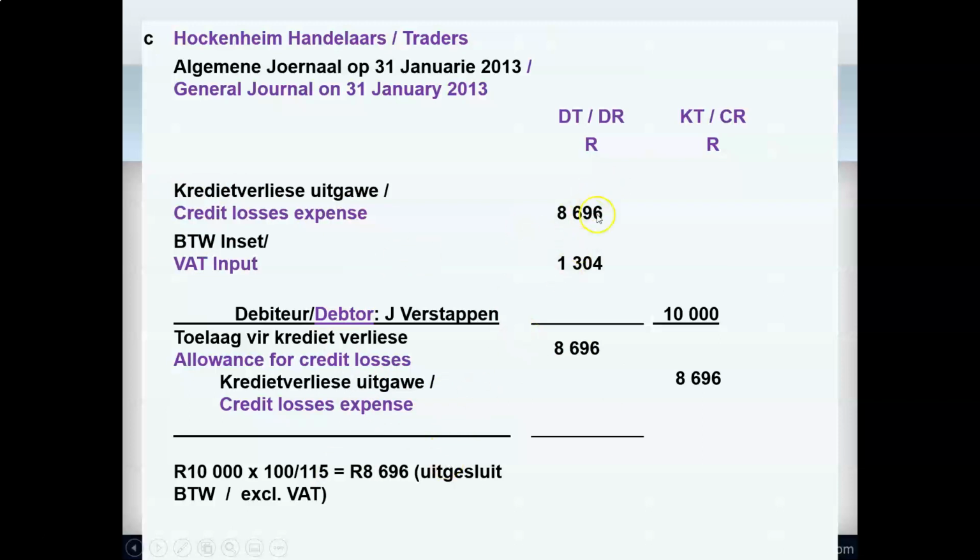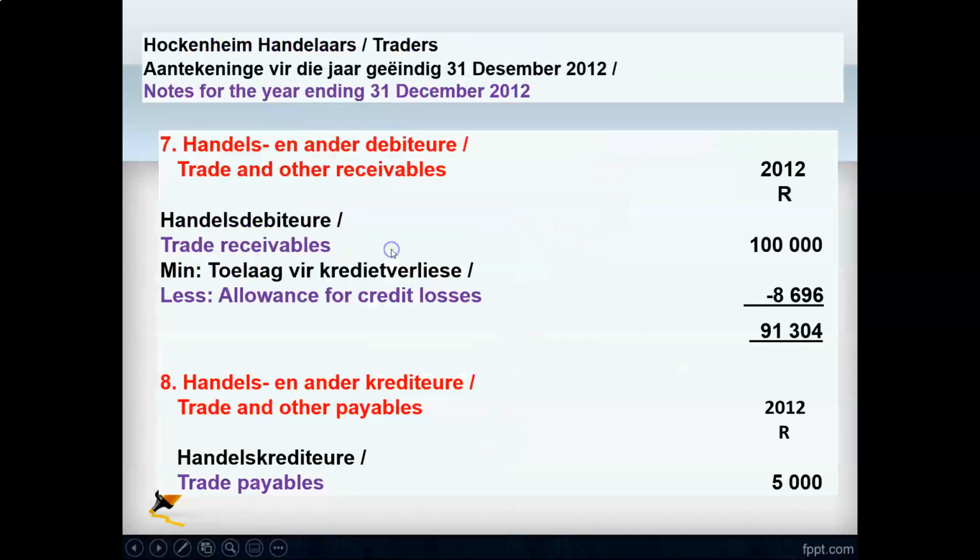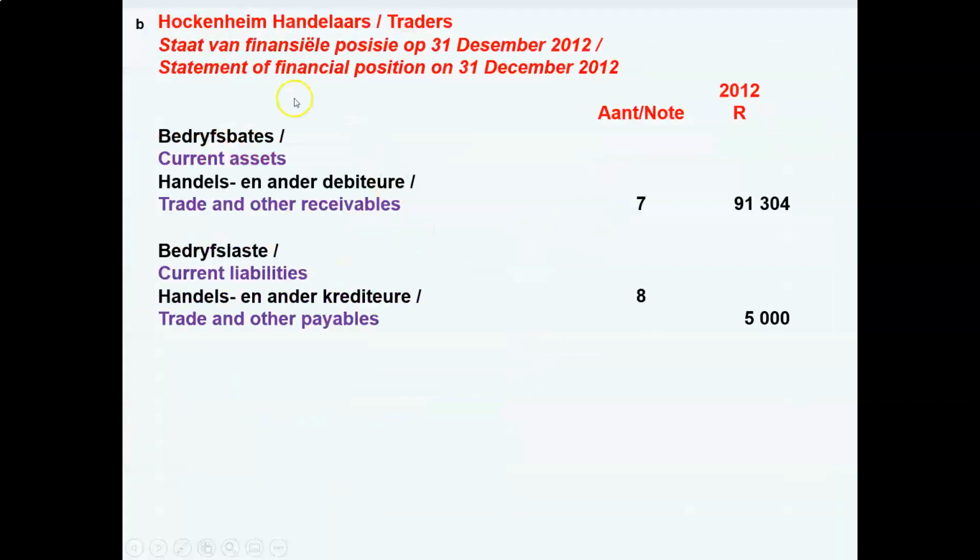Now, in your textbook, there are nice examples of that. Please work through that. I just want to go to the disclosure of this. At the end of 31 December 2012, that is just after we have actually created the allowance account, on the face of our statement of financial position, and please look at the layout, the name of the entity is on its own line item. Then, underneath that, what kind of statement are we working with? Statement of financial position as of 31 December 2012.